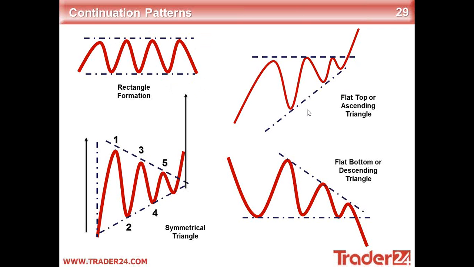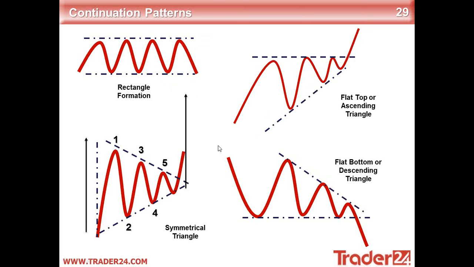Okay, we've got a flat top ascending triangle there. So what we'll see is we'll have an uptrend, all right, but we will be making a horizontal resistance there. And as it approaches once again the apex, it will then break through that resistance line and continue on in the direction of the trend itself.